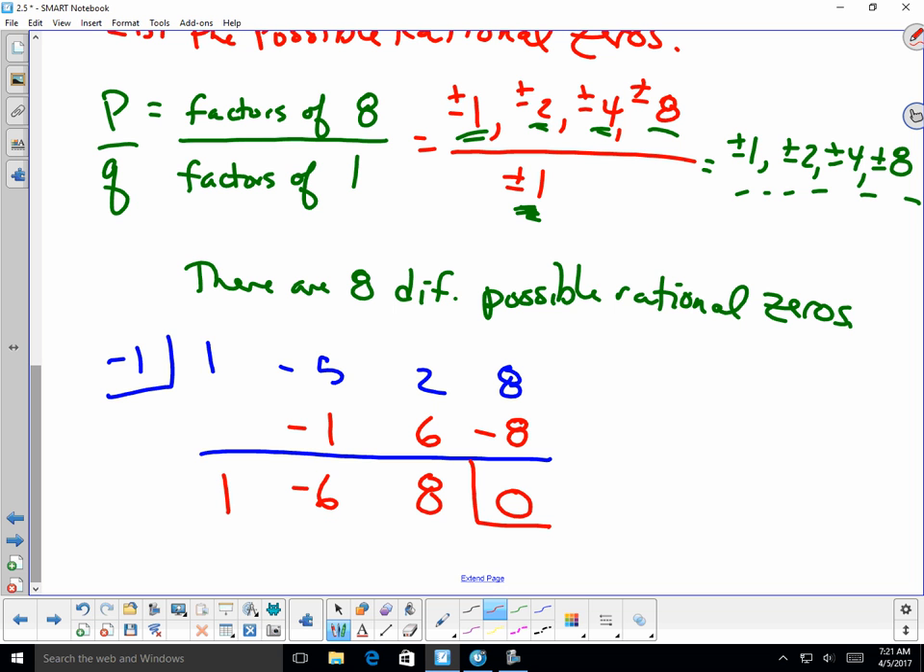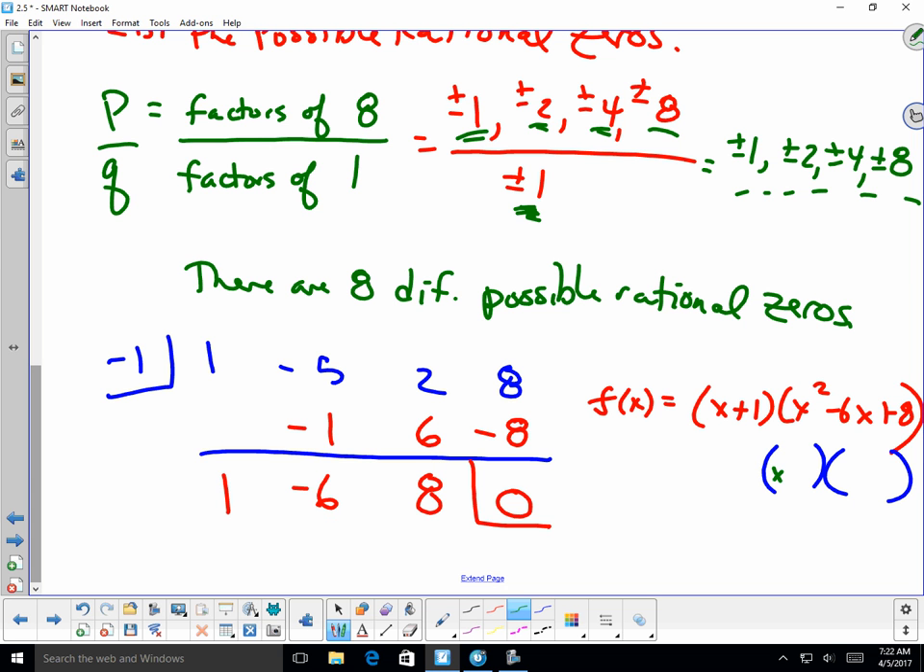And that means I could write my function f of x as x plus 1 times x squared minus 6x plus 8. And then the x squared minus 6x plus 8 would factor further into, I believe, x minus 4 times x plus 2. Does that look right? No, that doesn't look right. Oh, x minus 4 times x minus 2. Does that look okay? I think that looks better. Okay, and then don't forget we still have the x plus 1.